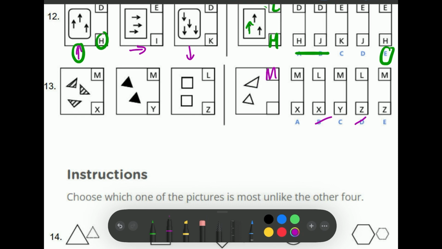3 different second letters. That's because they're differently coloured. So this is striped, this is black, this is white. This is also white, same as this one. And the second letter here is a Z, so it's going to be a Z here. MZ, so the answer is E.